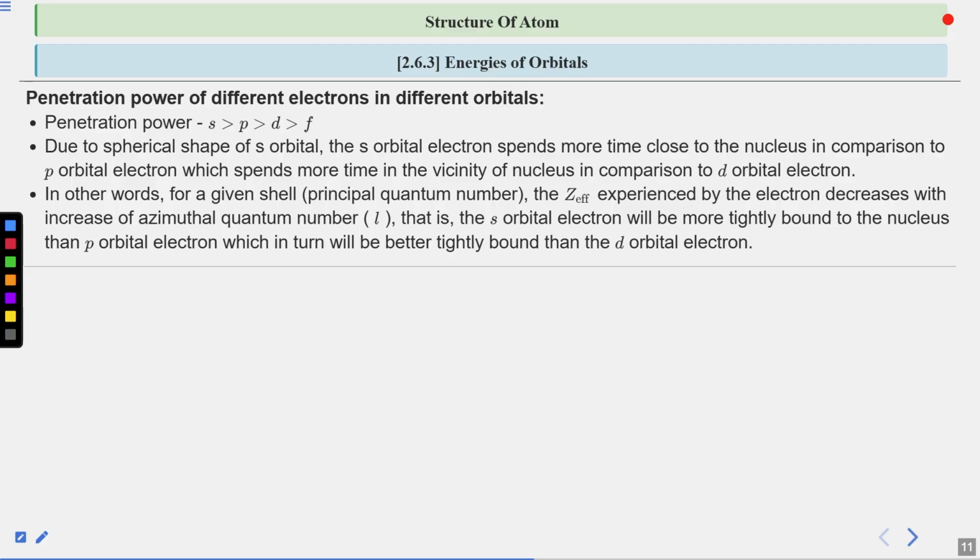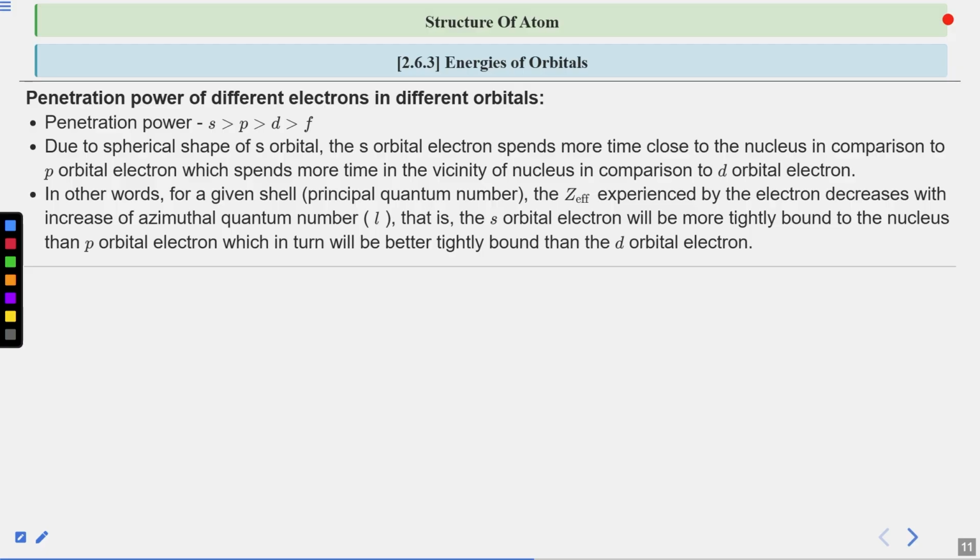Since s orbital electrons are spherical in shape and close to the nucleus as compared to any other orbital, due to this closeness the electrostatic force of attraction is high. If the attractive force for the s orbital is high, it means its energy is lower. Therefore, for the same shell, if you take the third shell, 3s has the lowest energy, then comes 3p, then 3d, 3f and so on.